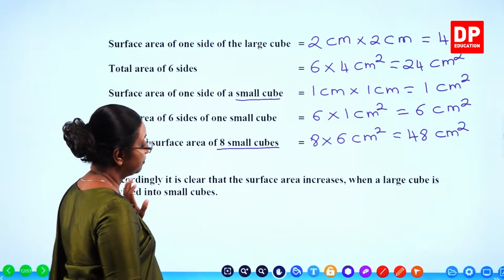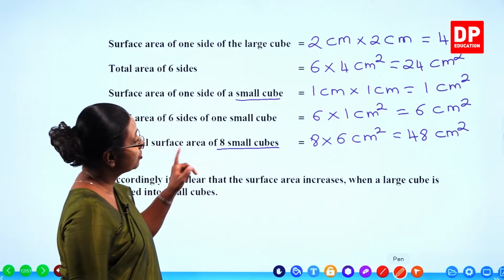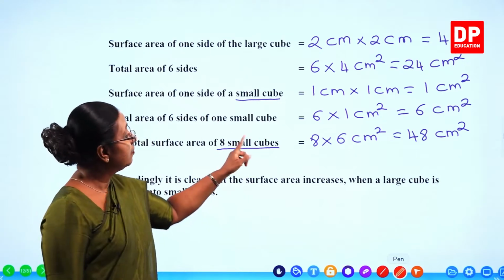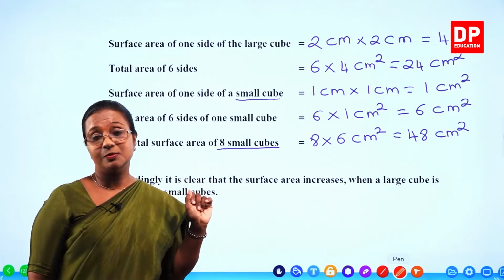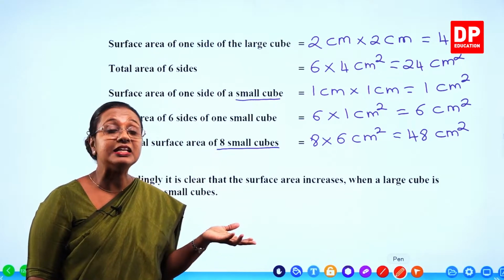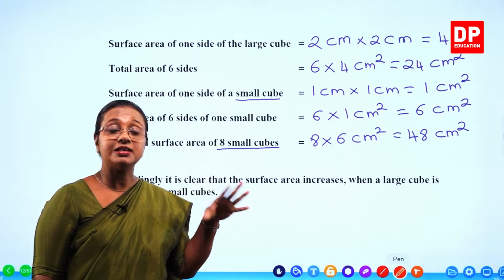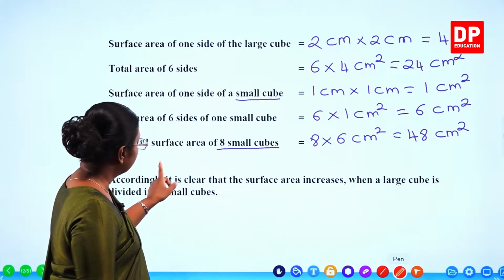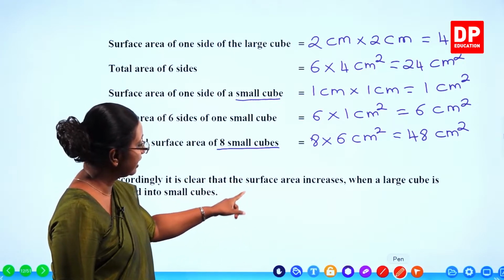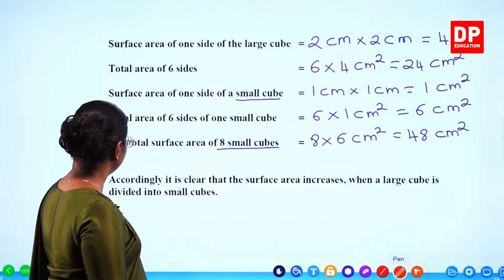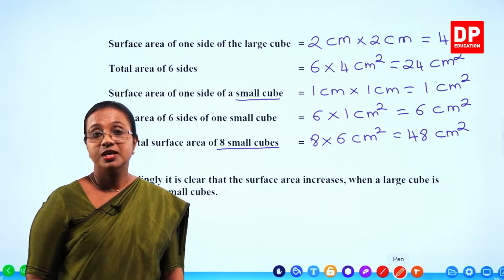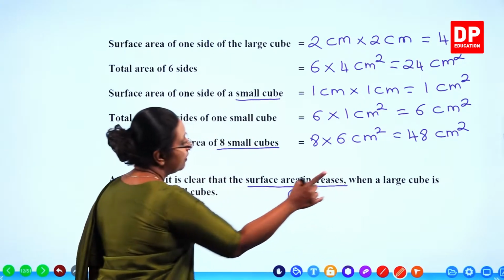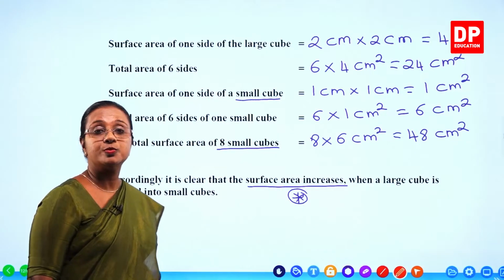So, from this calculation, I am sure students you all can see, when you have the large cube, 24 centimeter square. When you have small cubes, 48 centimeter square. The surface area increases when you break or cut a large piece into smaller pieces. So, accordingly, it is clear that the surface area increases when a large cube is divided into small cubes. It is very important.